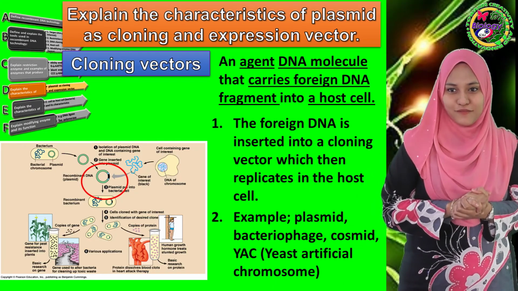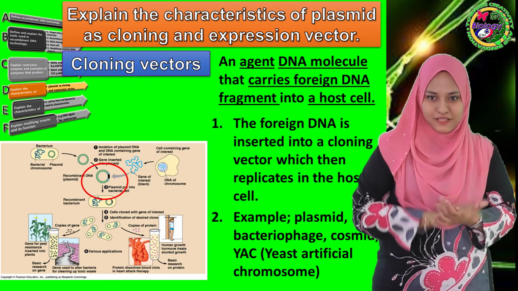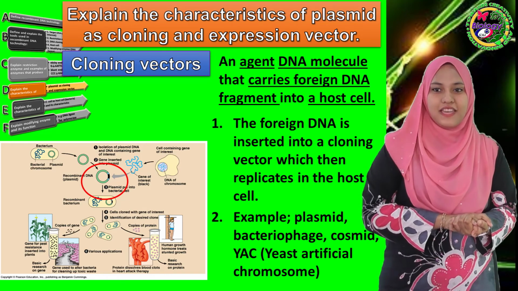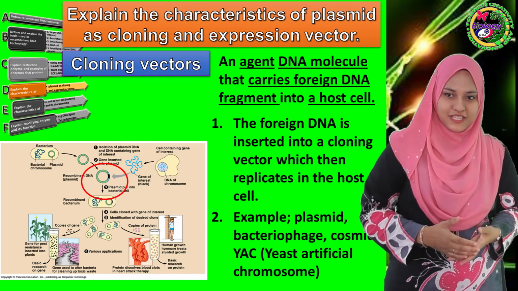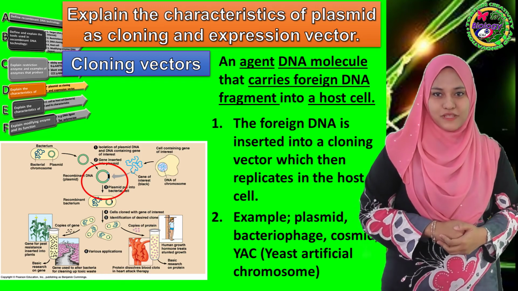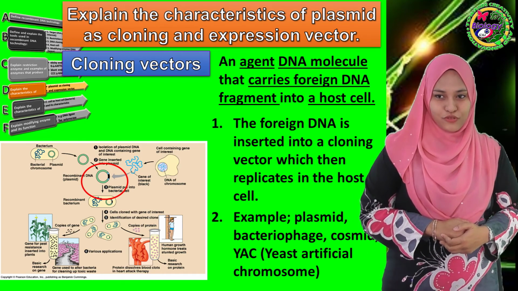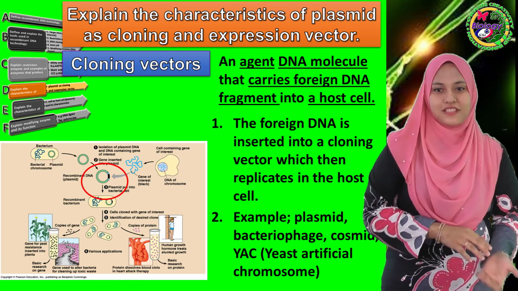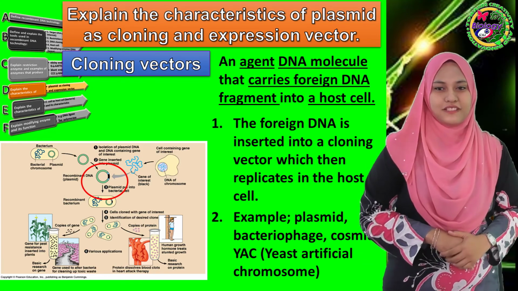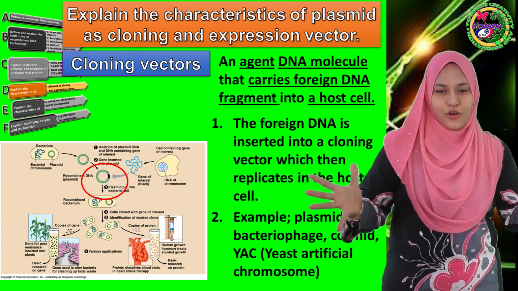By the end of this video, you should be able to explain the characteristics of plasmid as a cloning vector and as an expression vector. Why is a cloning vector an important recombinant DNA tool? Because it is an agent DNA molecule that carries the gene of interest into a host cell. The gene of interest will then replicate in the host cell.